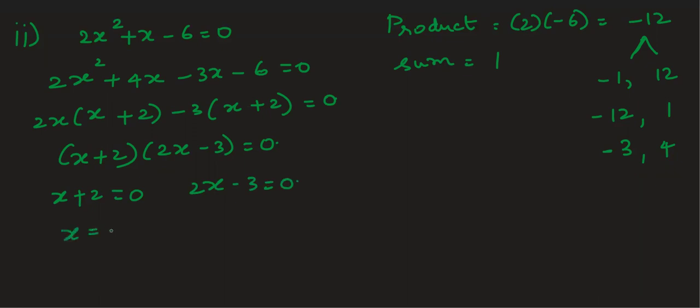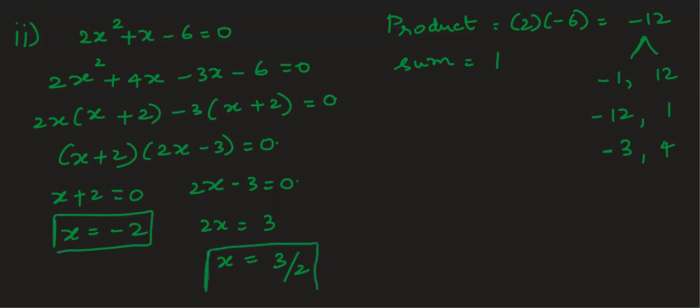Now take the 2 to the other side. So x is equal to -2. Now solve this one also. So 2x is equal to, this minus 3 will become plus 3 now. Then divide by 2 on both sides. So x is equal to 3 by 2. So the answer for this one will be x is equal to -2 or x is equal to 3 over 2.